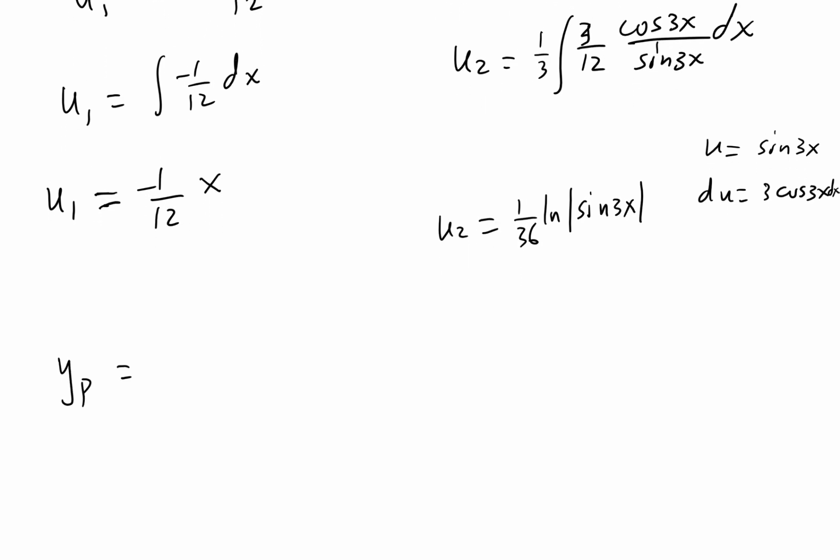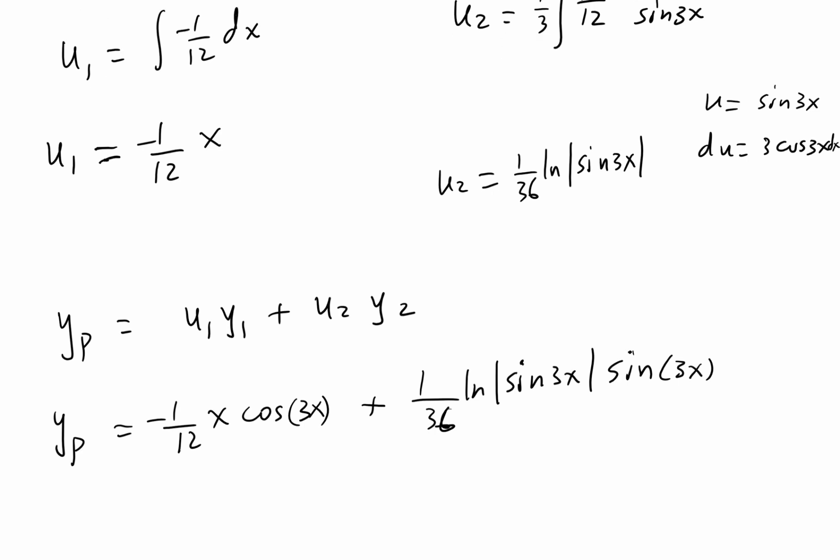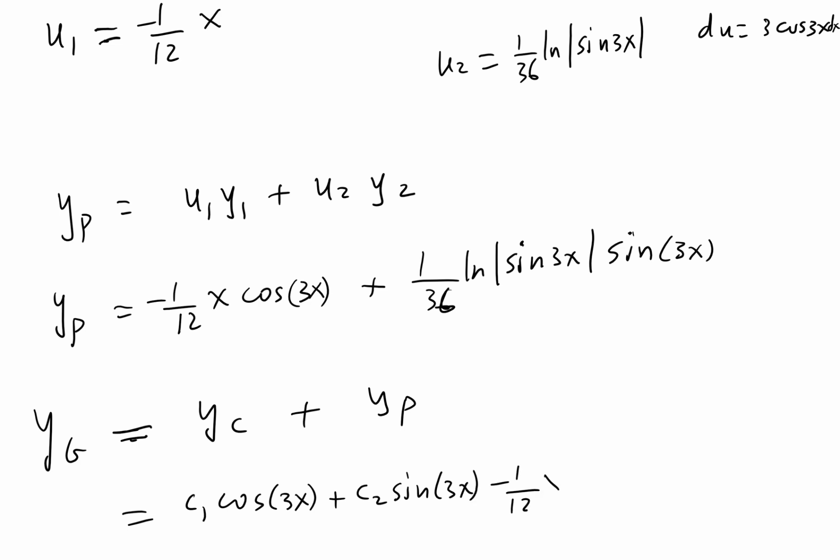Then the particular solution is u1 y1 plus u2 y2. Negative 1 over 12 x, y1 was cosine 3x, plus u2, which is 1 over 36 natural log of the absolute value of sine 3x, and y2 is sine 3x. This is the particular solution. Then the general solution is yc plus yp. So yc is c1 cosine 3x, which we found earlier, plus c2 sine 3x, and the particular solution is the one we just found. We can just copy it down.